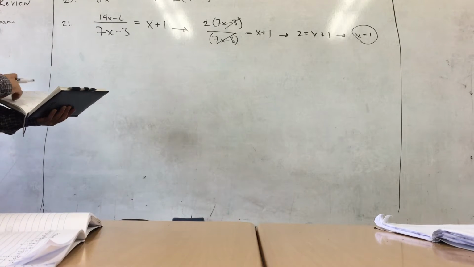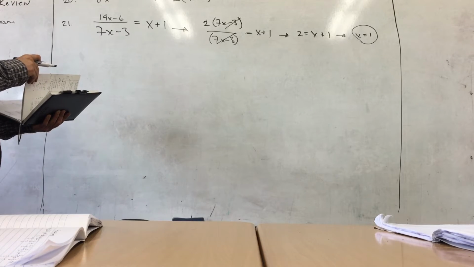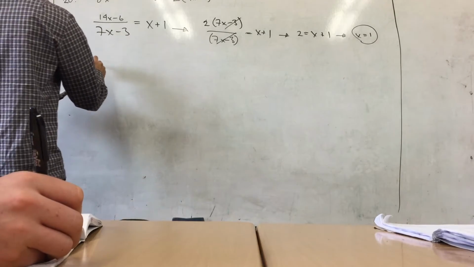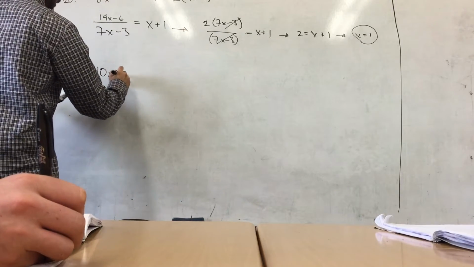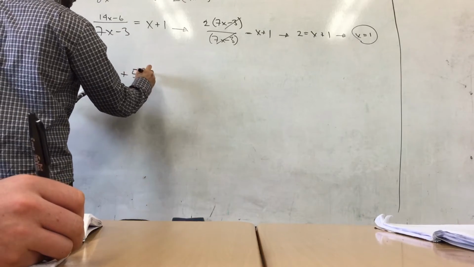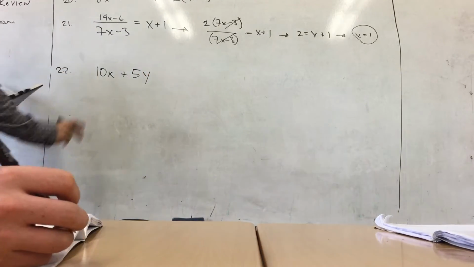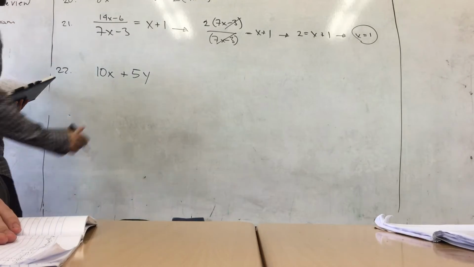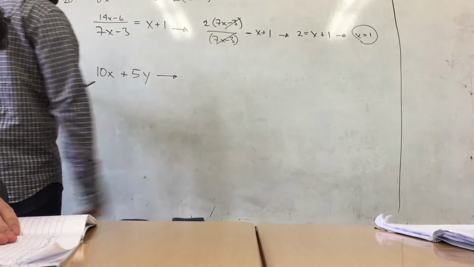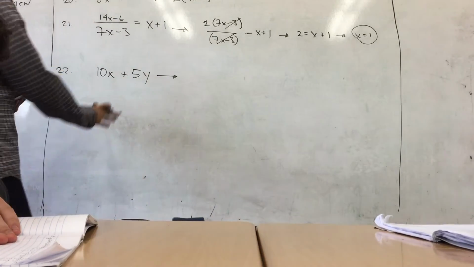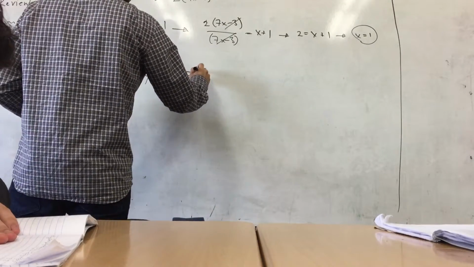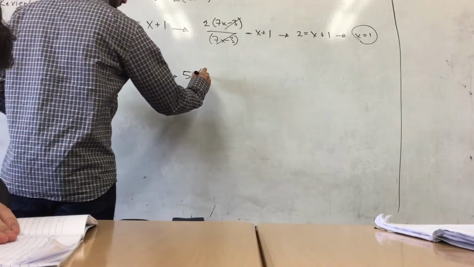Let's see, one more. There was one on the quiz, one like this, with 2 different variables. You're gonna see one like this on there. Plus 5. Okay, you can factor out a 5 here, and you're left with this.